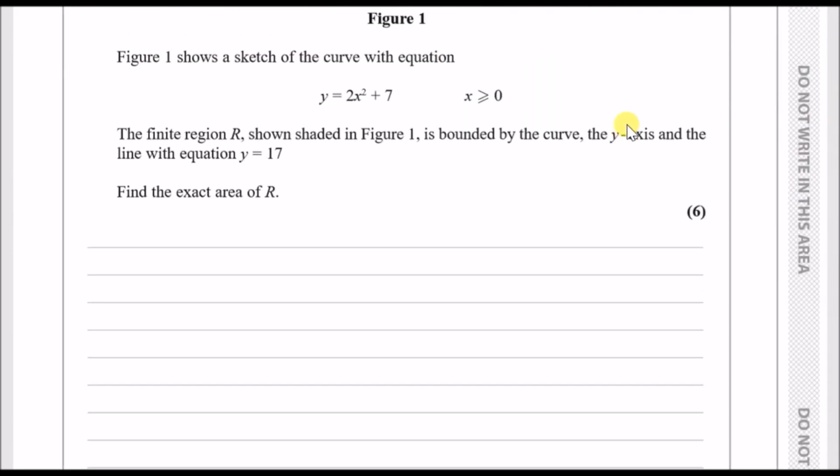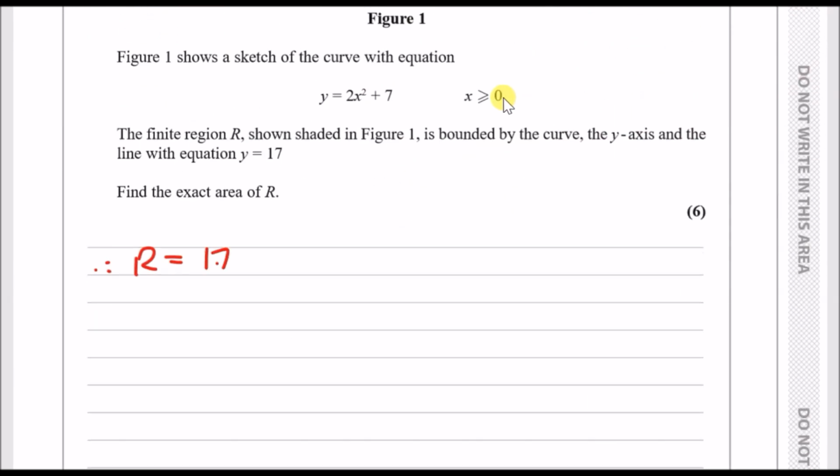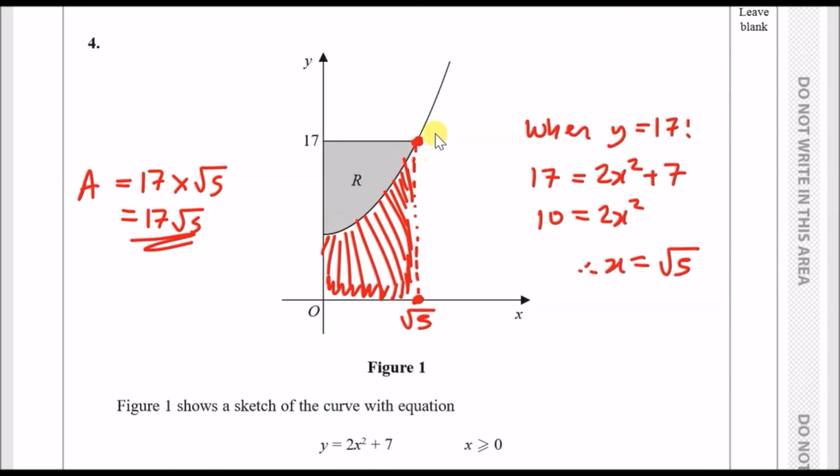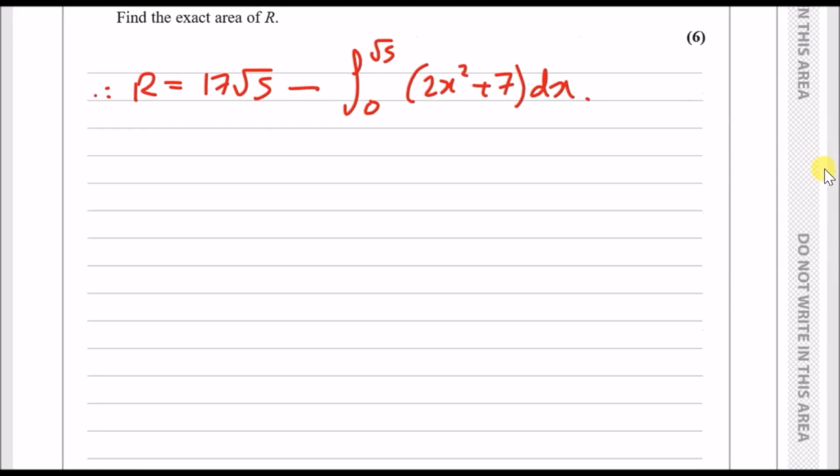Therefore the region itself is the area of the rectangle, 17 root 5, minus the integral from 0 to root 5, because that's how far we're going, of this curve. So we're using the curve as a baseline. The curve equation was 2x squared plus 7, and then dx. And if you could just evaluate this, then you're done.